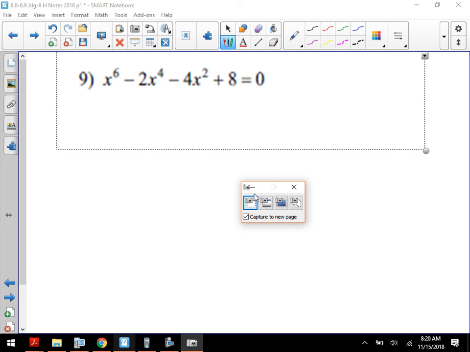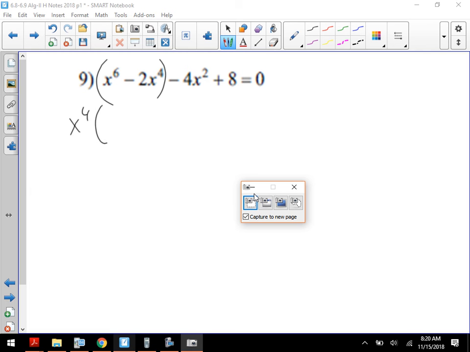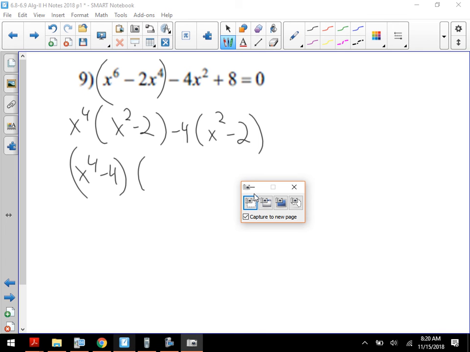One of the tricks I was trying to show you guys is, whenever you have 4 terms, what should you always try to do right away? Group it. Try to group it how it sits. When you group it, GCF, you get an x to the 4th, x squared minus 2. Take out a negative 4, and we get an x squared minus 2. That gives me x to the 4th minus 4, x squared minus 2. And then that gets me one more set of differences of squares for the x to the 4th.